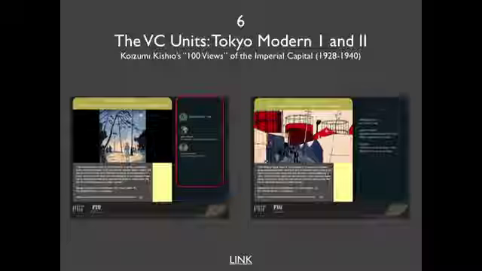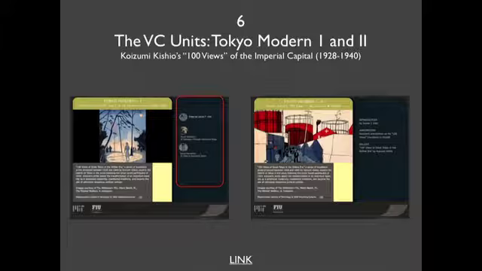So for Visualizing Cultures, we created 3 units. 2 of them are on Koizumi, and the third one is on the 8 artists who, at the same time, also did 100 Views of Tokyo.